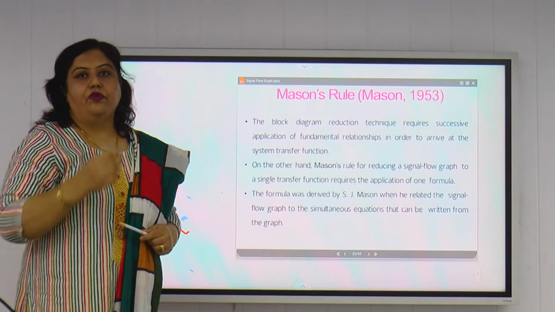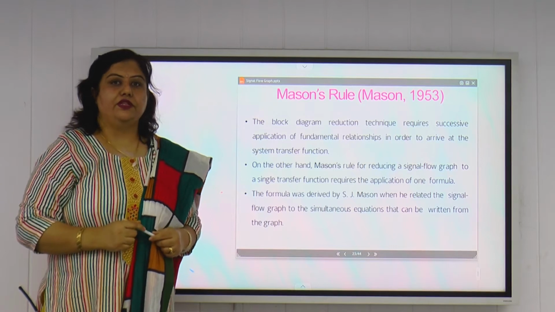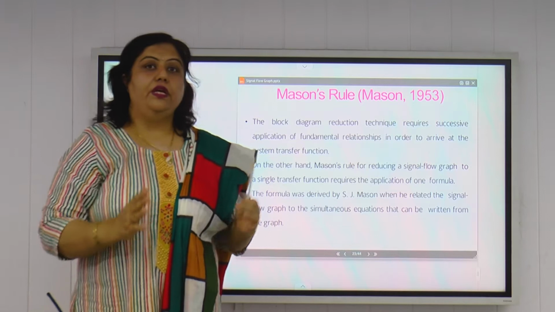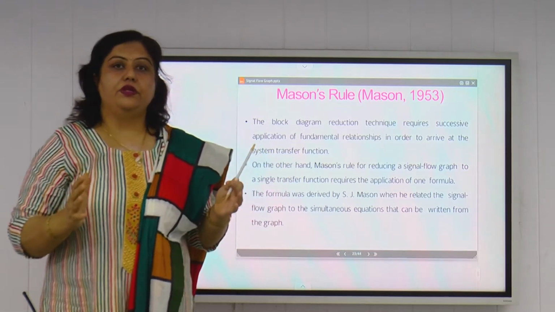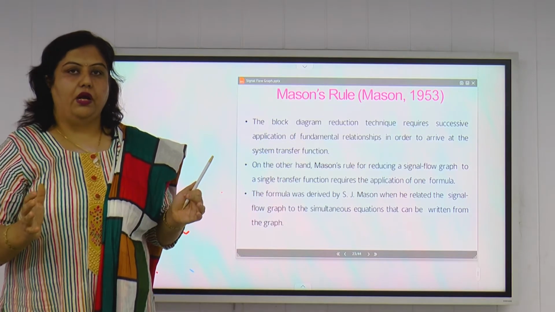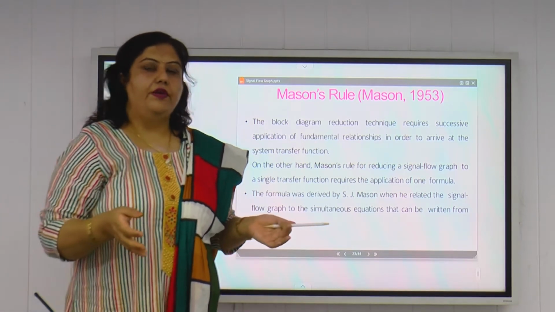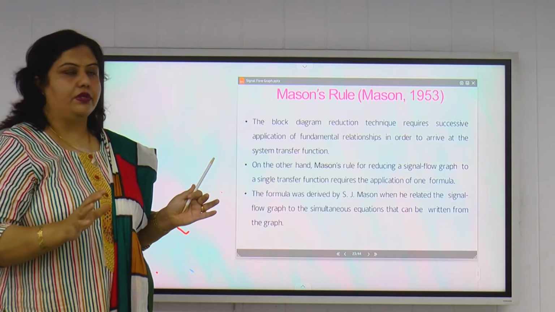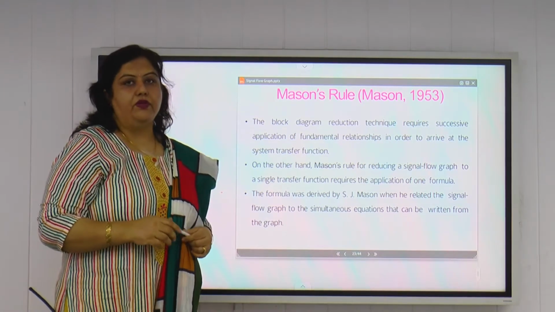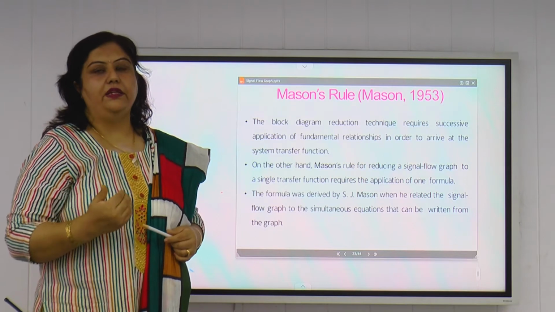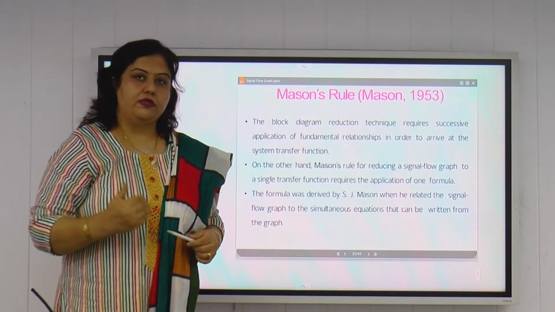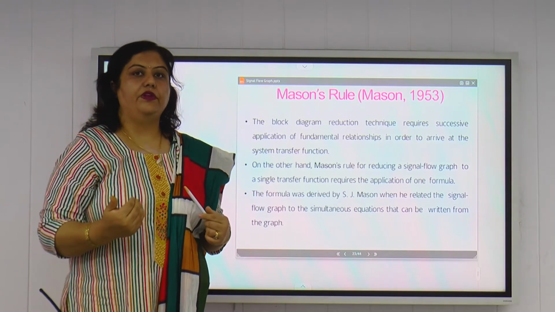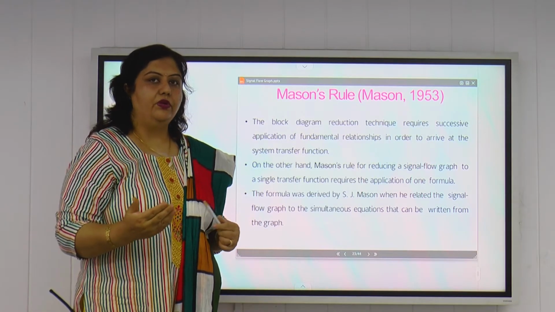Now what is Mason's gain formula? This was the SFG, the signal flow graph. This was the means by which we represent simultaneous equations with the help of nodes, transmittances and branches. Now we come to Mason's gain formula, because our ultimate goal is to find the transfer function of any control system. Transfer function means the ratio of the Laplace transform of output to the Laplace transform of input, provided all initial conditions are equal to 0.